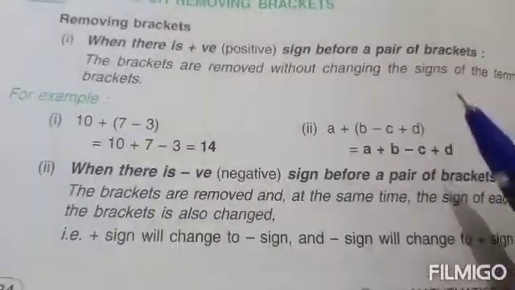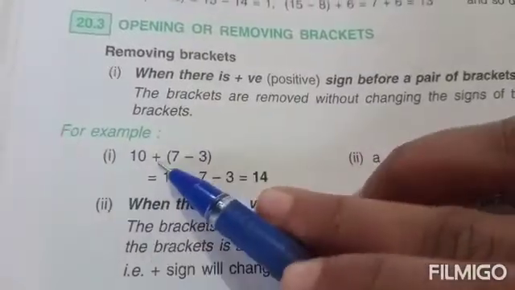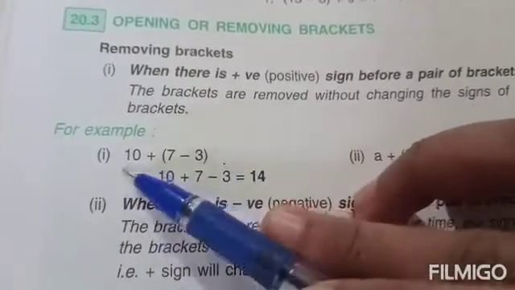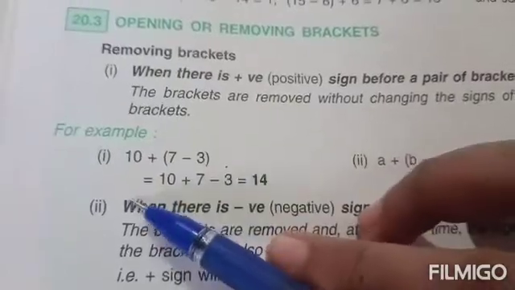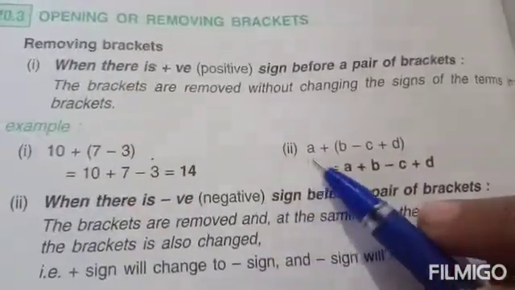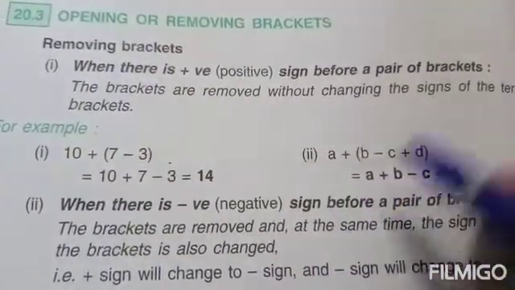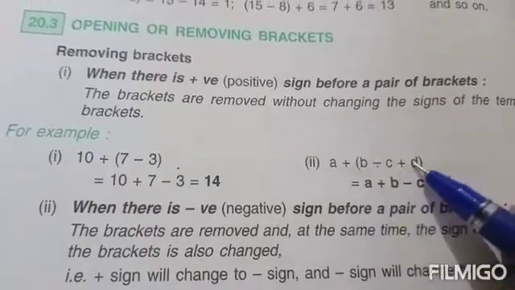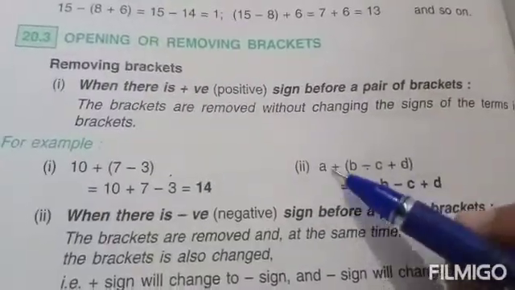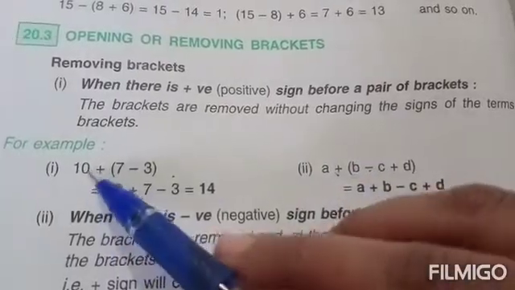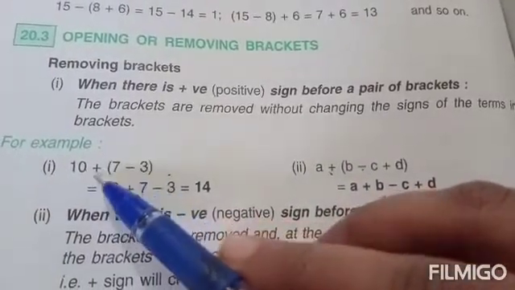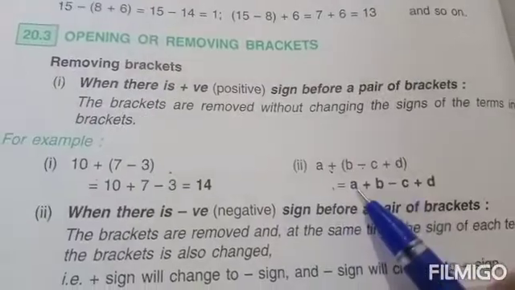For example, we can take 10 plus (7 minus 3). You can write 10 plus 7 minus 3. Then a plus (b minus c plus d). You can write a plus b minus c plus d. Whenever there is a positive sign before a pair of brackets, only then can you do it like this.